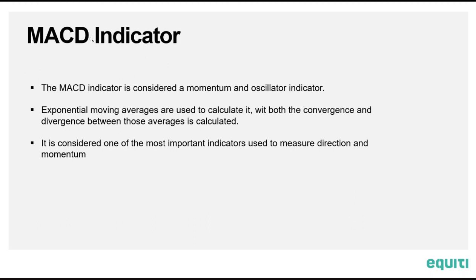So finally, we need to talk about the MACD indicator, and it's considered a momentum and oscillator indicator. Exponential moving averages are used to calculate it, with both convergence and divergence between those averages calculated. It's considered one of the most important indicators to measure direction and momentum as well.